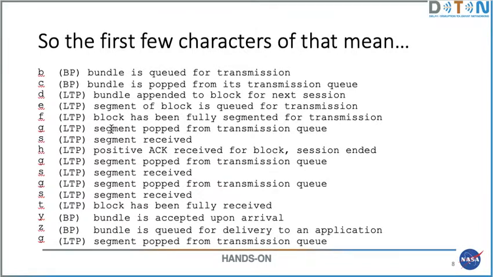We popped a segment off the transmission queue, we received something, and it turns out that reception was a positive ACK for the block. So that was an entire bundle going out in a single LTP segment, so it was probably a ping or something else that was very short. And then we popped another segment from the transmission queue, we sent something else, and sent a couple of other segments for LTP.